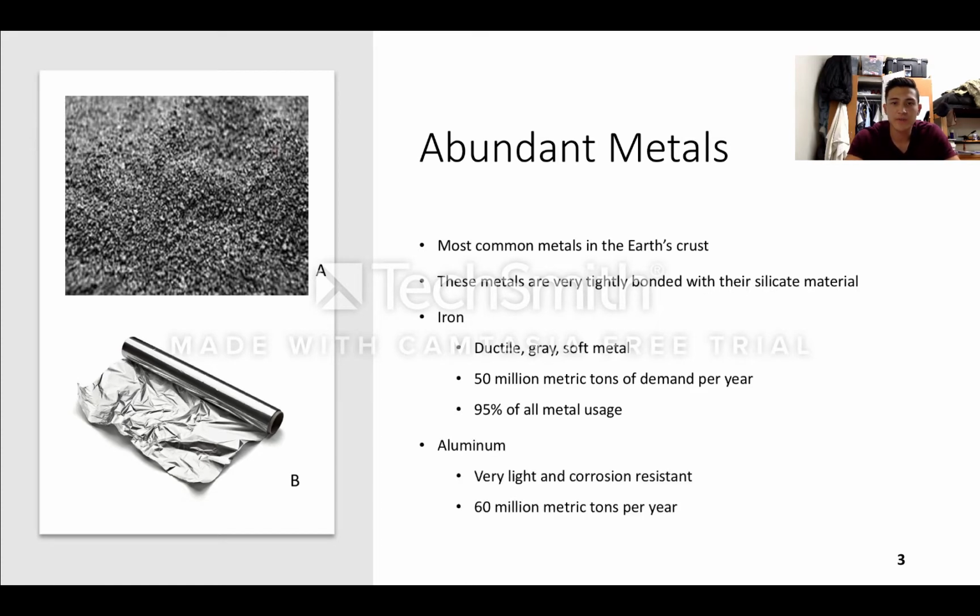Next, we have aluminum. Aluminum is a very light metal that we also use in our everyday lives, as you can see by the picture of the aluminum foil on the left. Aluminum accounts for 60 million metric tons and is the most abundant metal on the surface of the Earth. So to clarify, the Earth's most abundant metal overall is iron. However, aluminum has the most if we count the metal found in the crust.